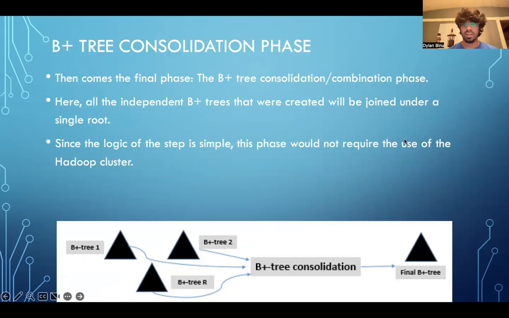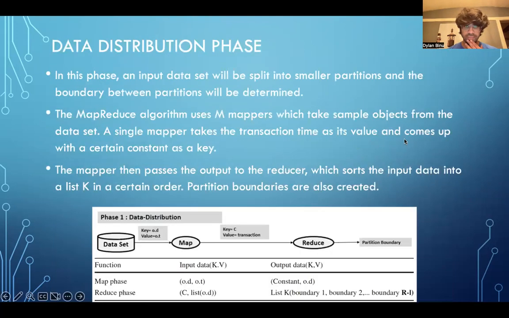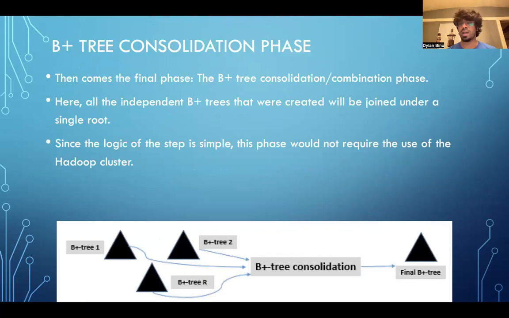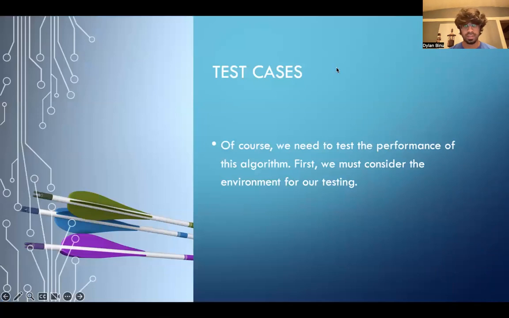So to recap, basically what is happening is the input data gets split up and sent into multiple mappers. The mappers arrange the data in a certain order and they send it into the reducer. And the reducer creates the multiple B plus trees and sends them out. And after they get sent out, they will then be turned into a final B plus tree at the very end. I hope that makes sense.